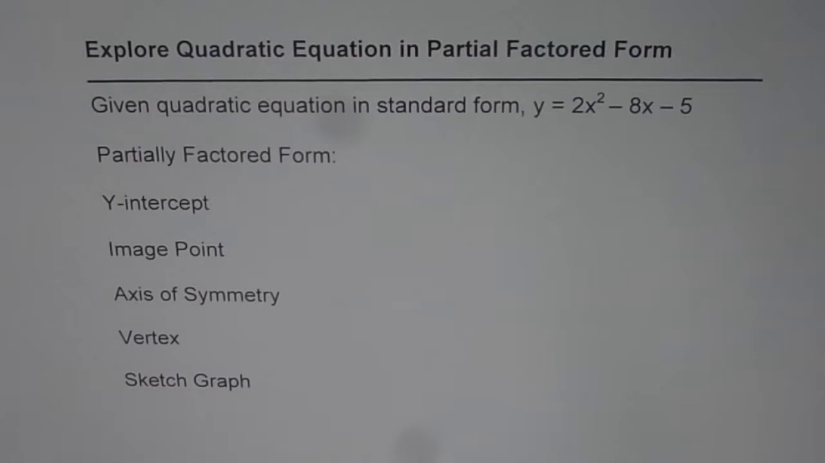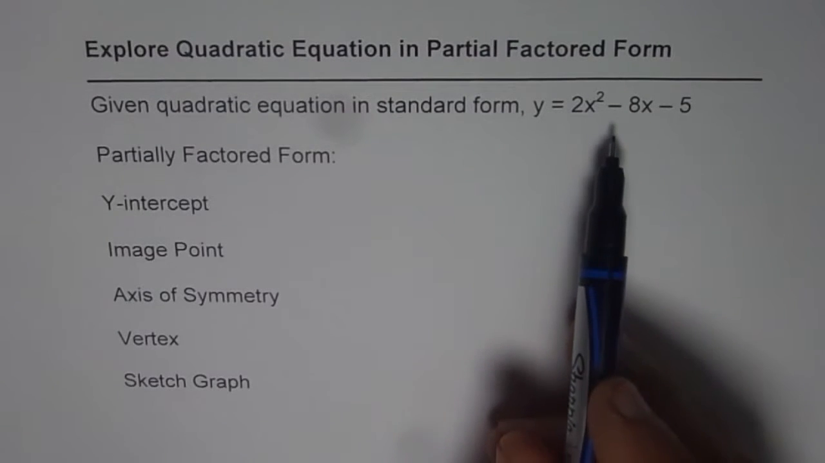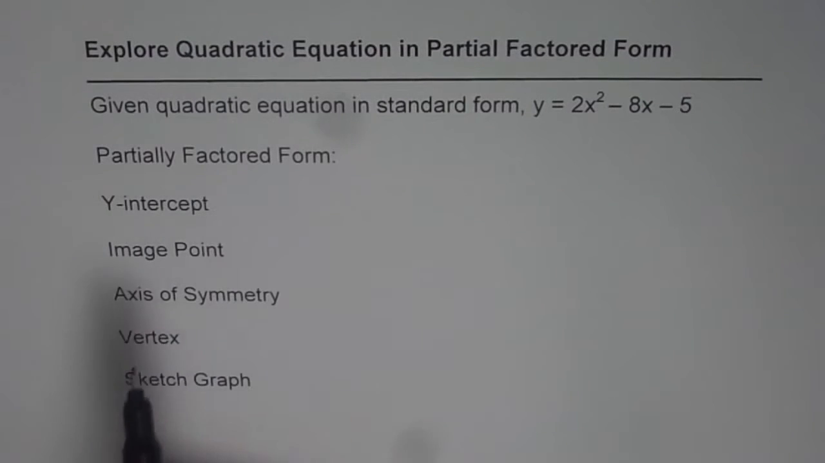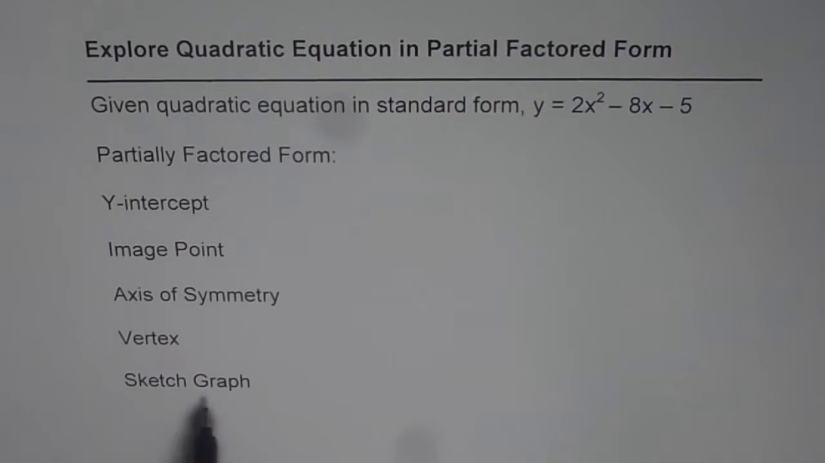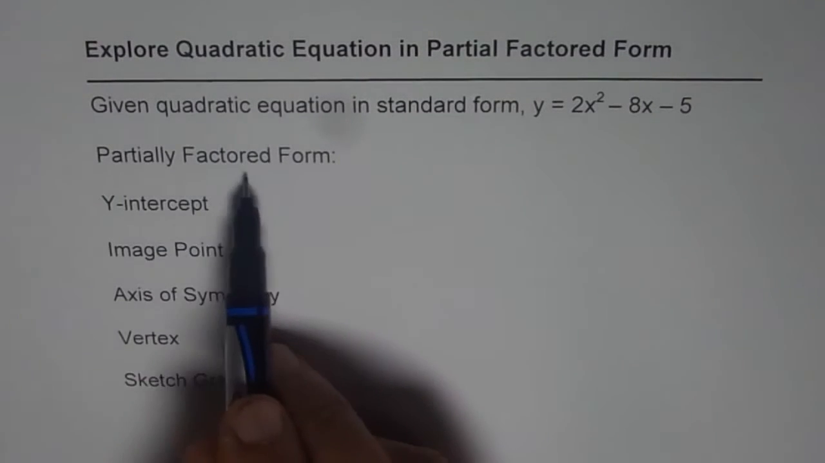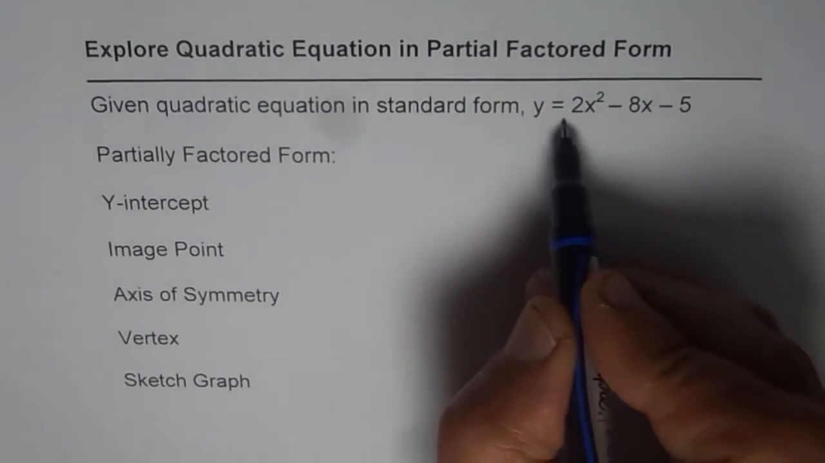I'm Anil Kumar, and in this video we'll explore quadratic equation in partial factored form. Given quadratic equation in standard form as y equals 2x squared minus 8x minus 5, we'll first write this equation in partially factored form, and then we'll explore some properties so that we can finally sketch the graph very easily. Now, partially factored means don't factor it completely but partially.